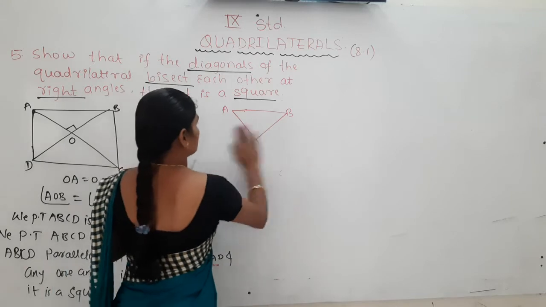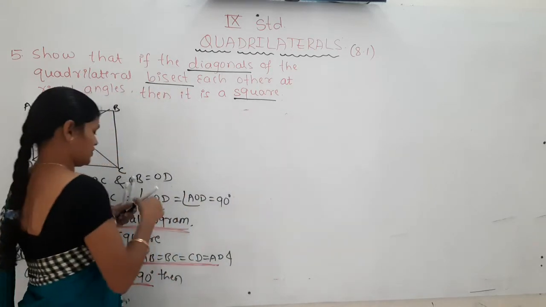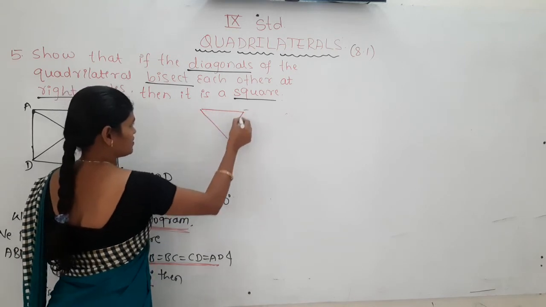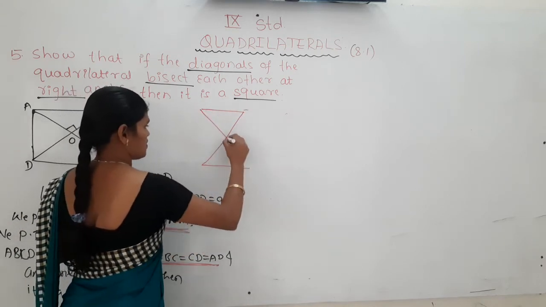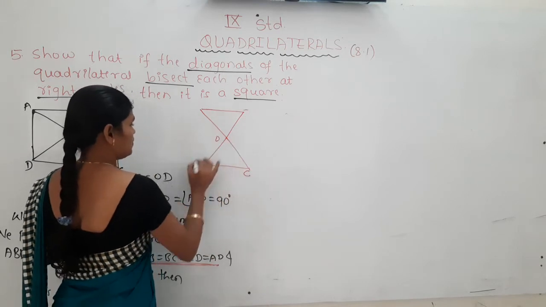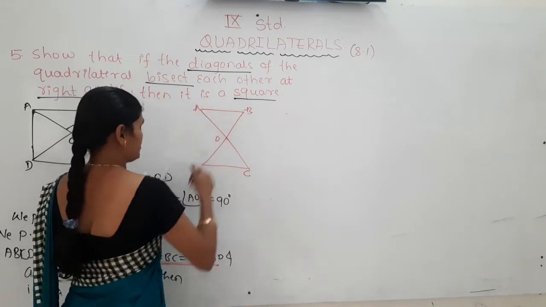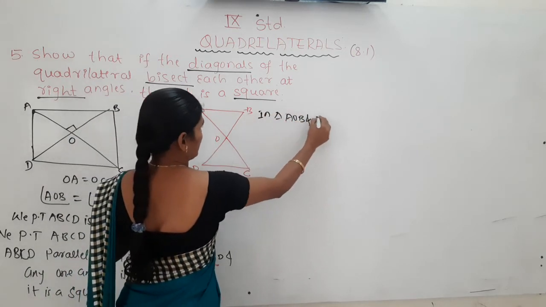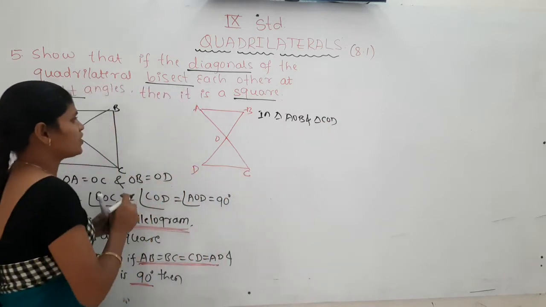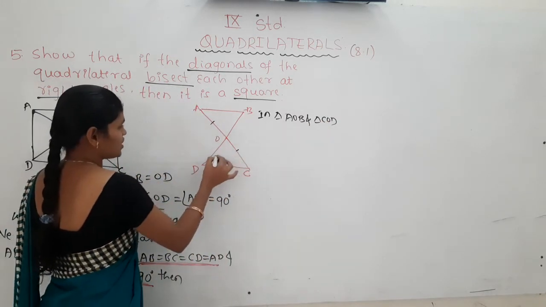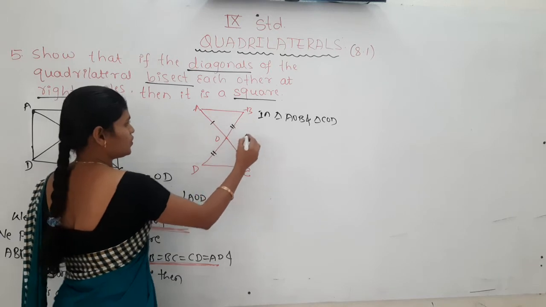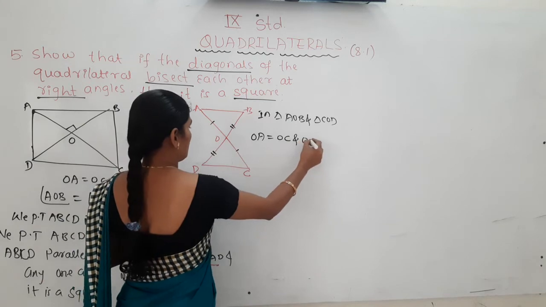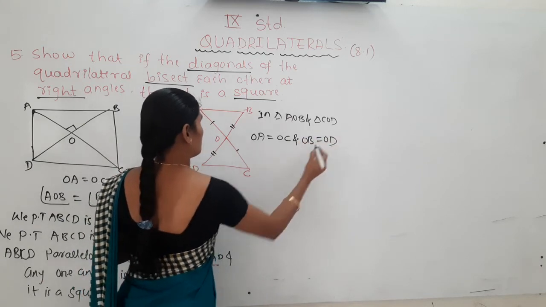Otherwise, take this picture here. Yes, here I will consider these two triangles, COD and AOB. In triangle AOB and triangle COD, what are the things that are the same here? OA equal to OC, and one more thing, OB equal to OD.